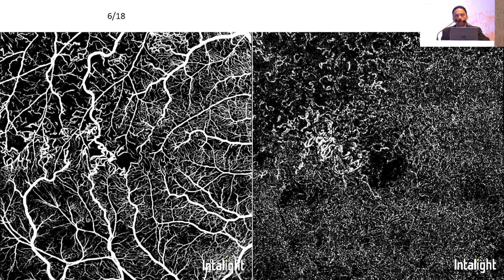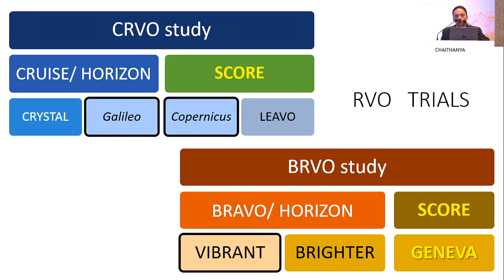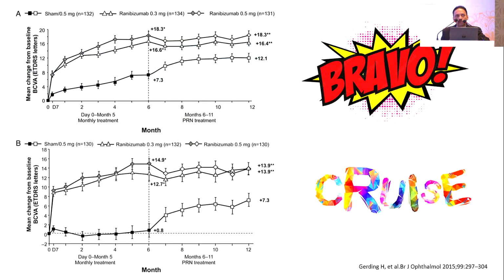But if you look at the deep capillary plexus, you can see there is an enlarged FAZ. And it is this deep capillary plexus ischemia, selective ischemia, that could explain the visual loss in these patients. We know that anti-VEGF therapy is a mainstay of treatment in these patients, and we have understood from the trials that you need to be intensive in the first 6 months of therapy to attain meaningful vision gains.